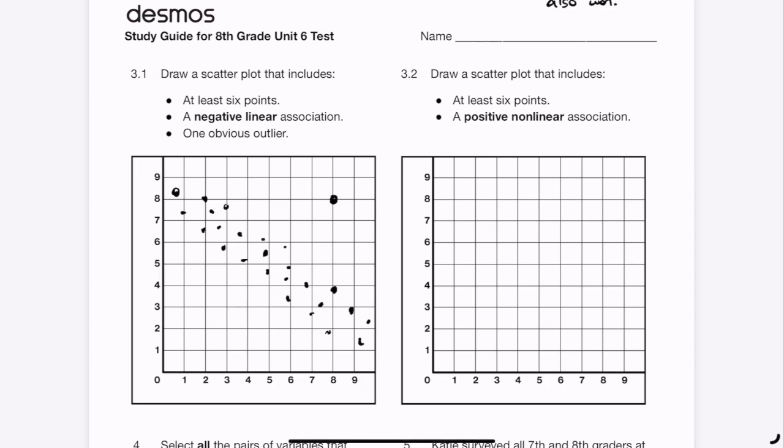Okay, and then 3.2, we need at least 6 points in a positive nonlinear association. Sometimes people struggle with coming up with something that's nonlinear. That means it is more of a curved shape. There's a couple different ways to do it, but it's like here and then quickly we start to go up like this, right? If you were to draw a good approximation of it, it would look more like this, like an L or curve, and not a line.